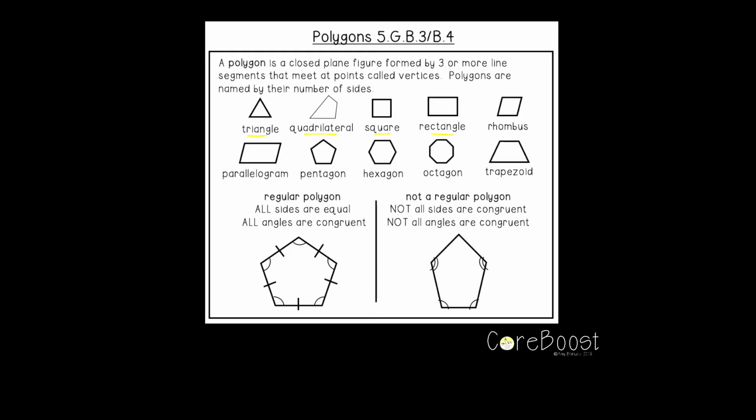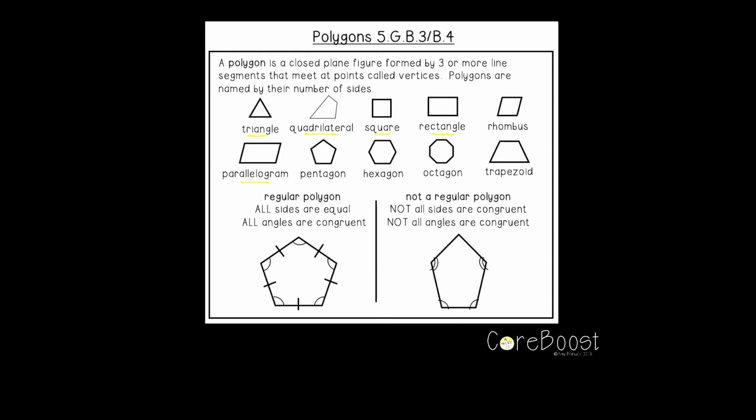We have a rhombus that's a quadrilateral. It has 4 equal sides, but it's not a square and it's also not a rectangle because it doesn't have 4 right angles. And then we have a parallelogram that's a quadrilateral. It has opposite sides parallel, but it's not a rectangle because its 4 angles are not congruent.